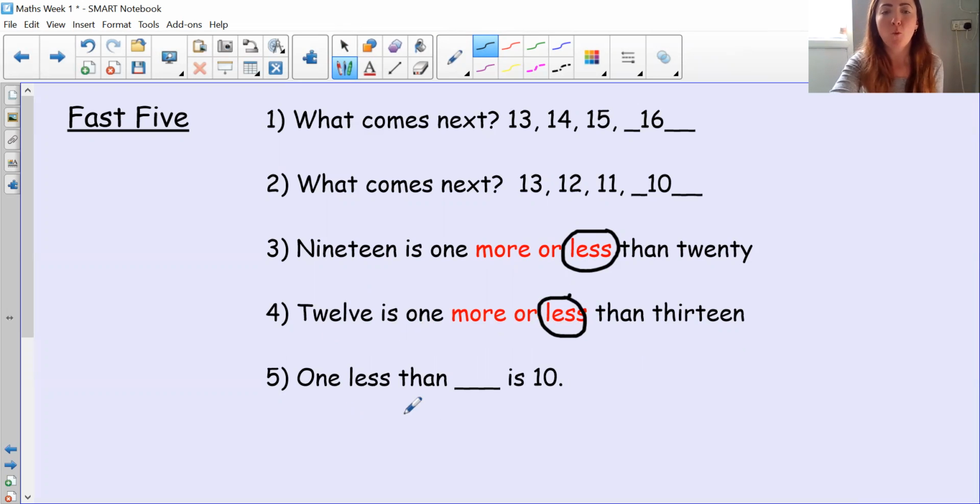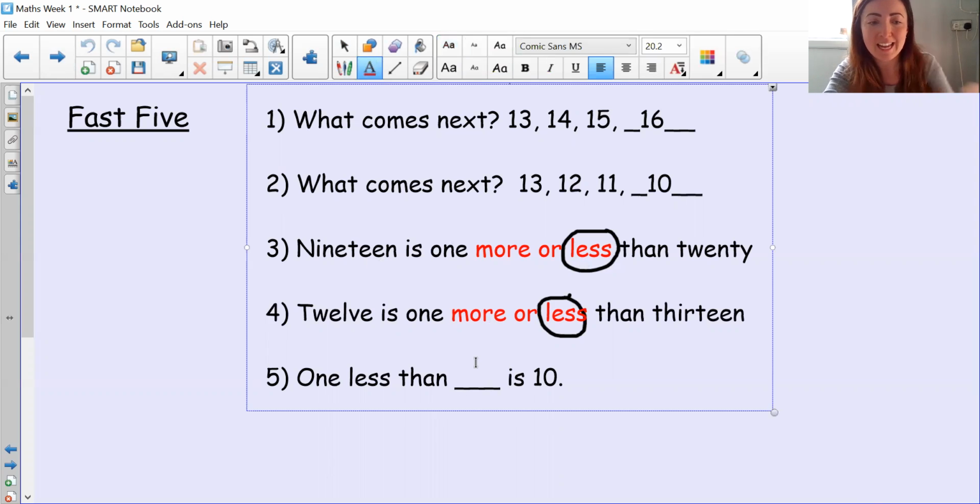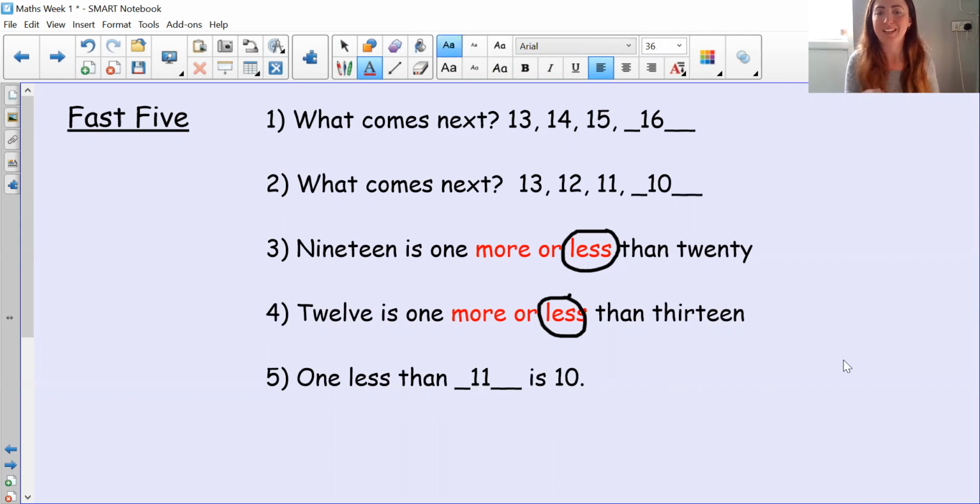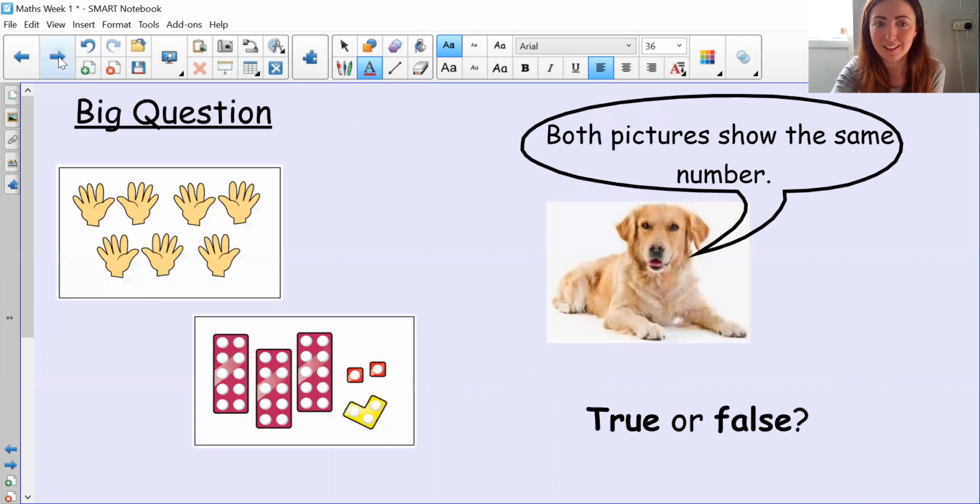And then finally, 1 less than this number is 10. So we need to be thinking, if 10 is 1 less than this number, then that must mean that 10 is the number that comes before it. So 1 less than 11 is 10. Well done if you got all of those.